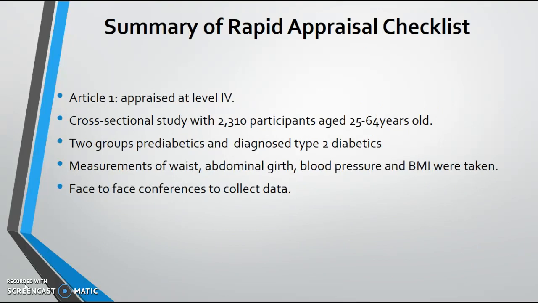Summary of rapid appraisal check from Article 1. It was a study done on individuals 25 to 64 with 2,300 participants. They had two groups, one with pre-diabetes and one that was already diagnosed. For the outcome, they did face-to-face conferences to collect the data.